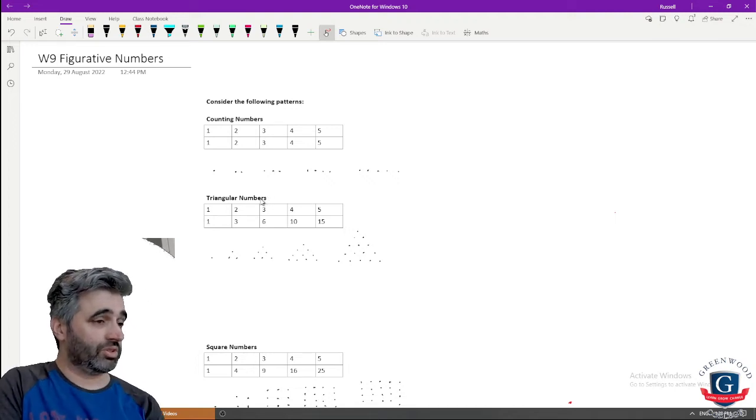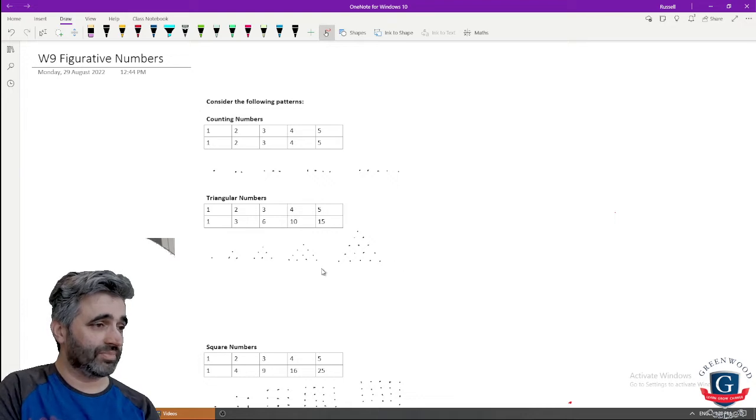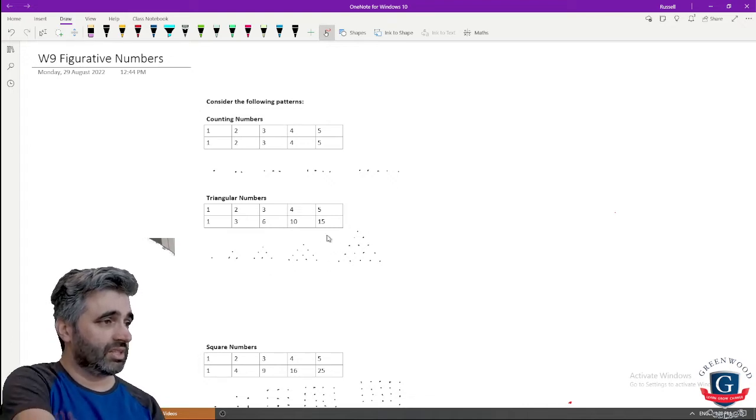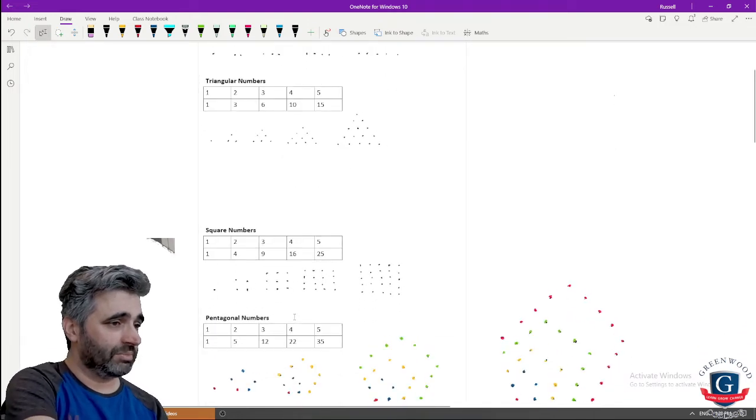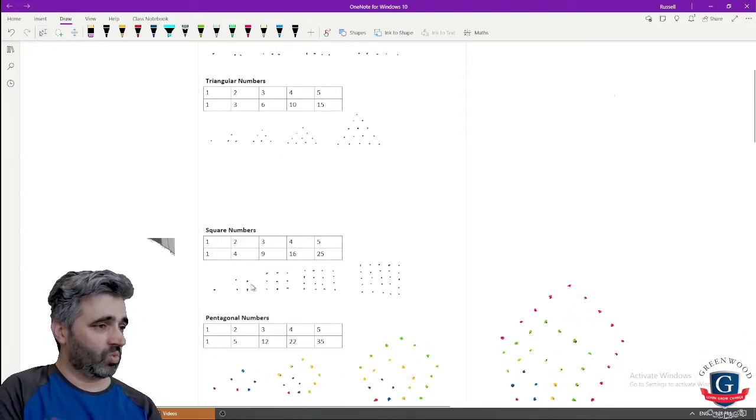The first pattern we're going to look at are triangular numbers, and it should be quite obvious because they are making triangular shapes. So the first one would be 1, and the next triangular shapes have 3 dots, 6 dots, 10 dots, and then 15 dots. They're called figurative numbers because they make figures. Now, square numbers are similar: 1, 4, 9 making a square, 16 making a square, 25 making a square.